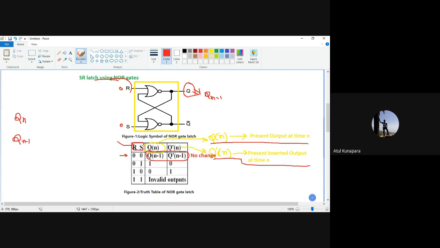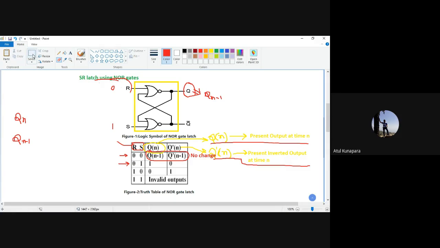Now, second thing, consider the condition when R is 0 and S is equal to 1. At that time, what will happen? Your R input is 0 but the set input S is 1. So you are giving logic 1 here and 0 over here. Okay, so in this case what will happen? You have to understand this in two different cases.